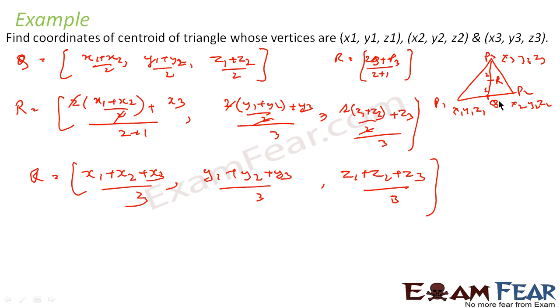What we have done is we have just found point Q, that is the midpoint of P1 and P2, and then we have found the point R, which divides the line P3Q in a 2:1 ratio.